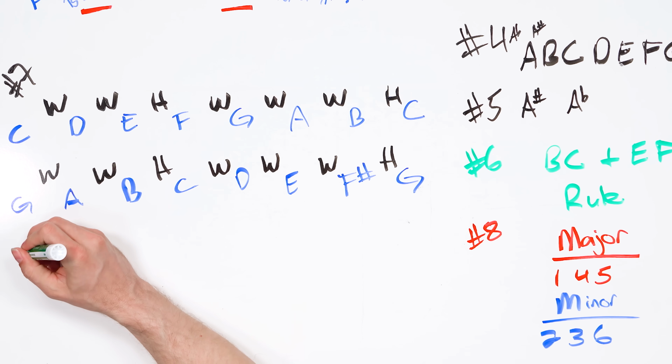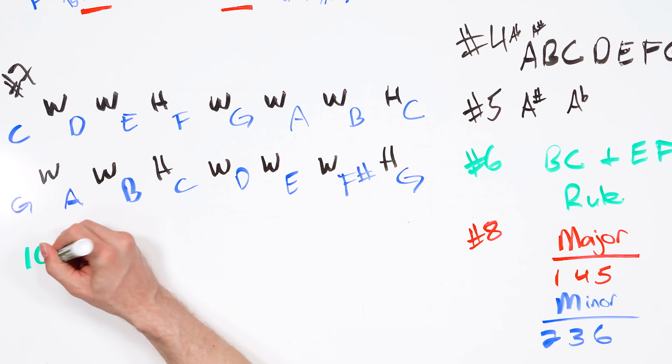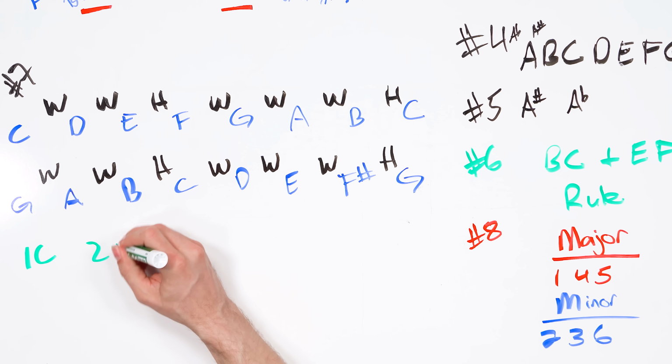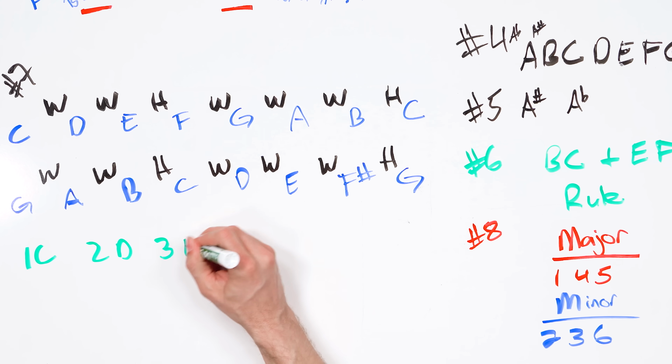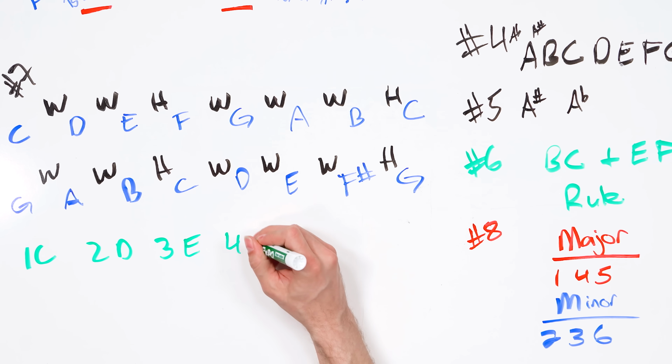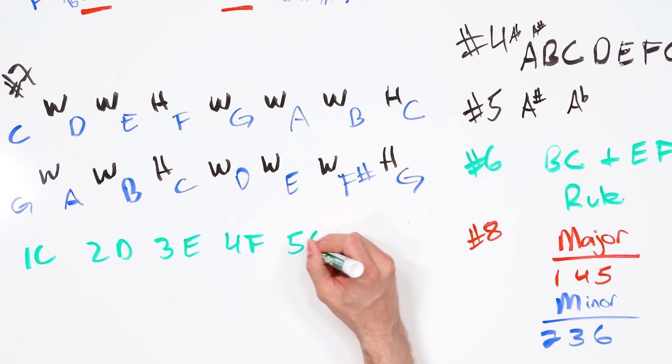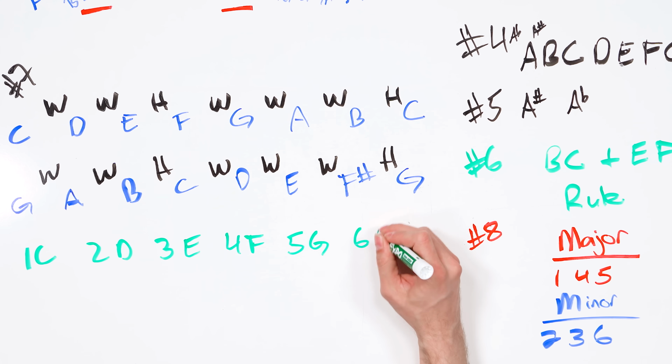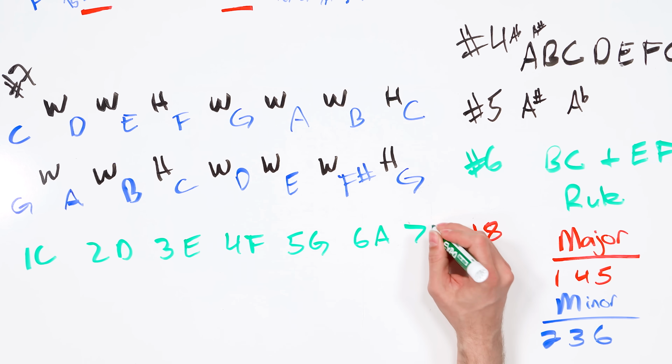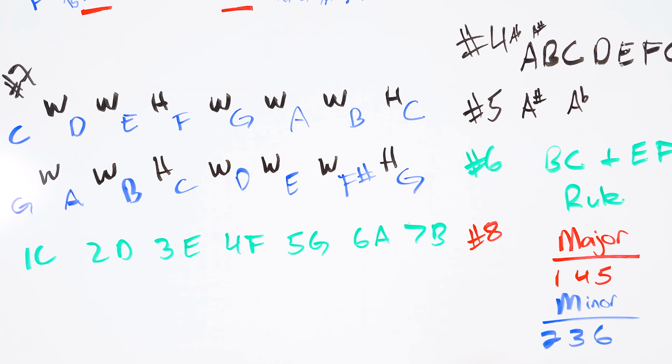So let's apply this principle to the two keys or major scales that we wrote out earlier. Let's go ahead and do the key of C major first. Just go 1 C, 2 D, 3 E, 4 F, 5 G, 6 A, and 7 B. So that's your C major scale numbered 1 to 7, right?